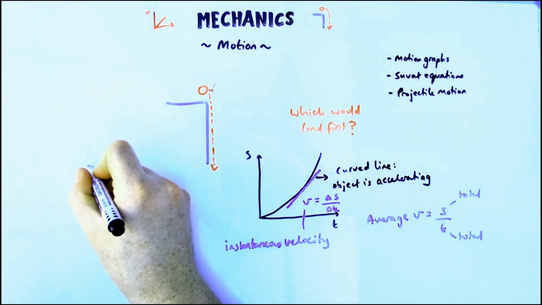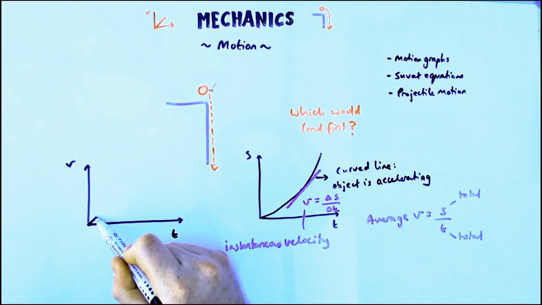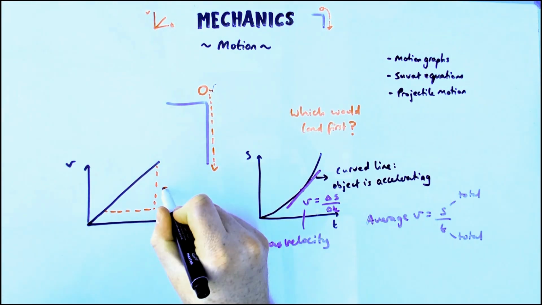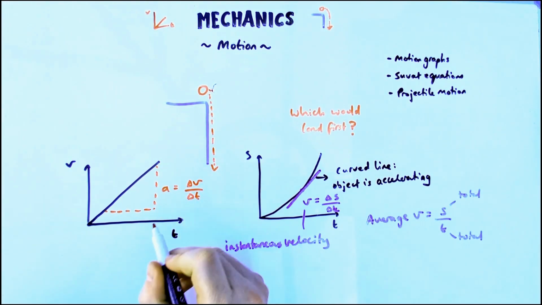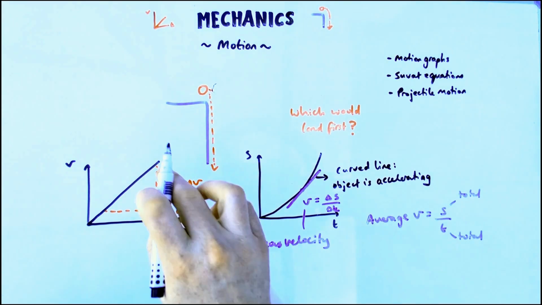If I want to work out the average, I could then take the average distance and time and divide them, but there's a big difference in instantaneous and average velocity. For a velocity time graph, for a straight line, we should know that the gradient equals acceleration, which is change in velocity divided by change in time.